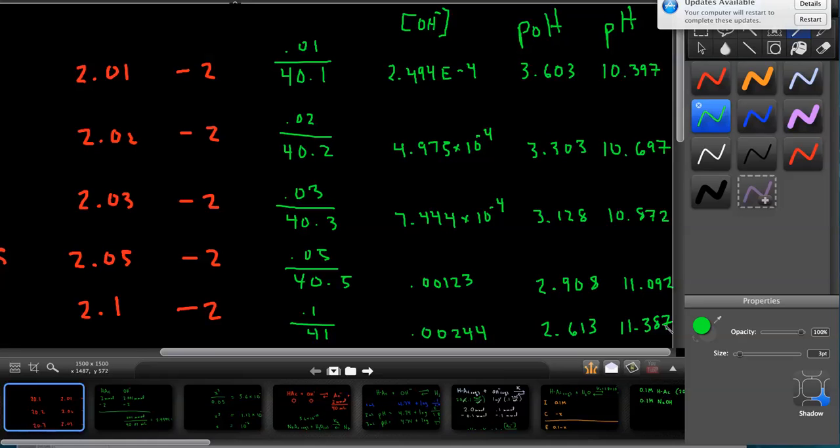Notice the trend though, as I add just a little bit more base each time, the pH increases from 10.4 to 11.4 by adding a total volume of 0.1 milliliters. That's pretty significant. So now we can go to our spreadsheet and write these values down. We've got 10.397 and 10.697 and 10.872, 11.092 and 11.387.